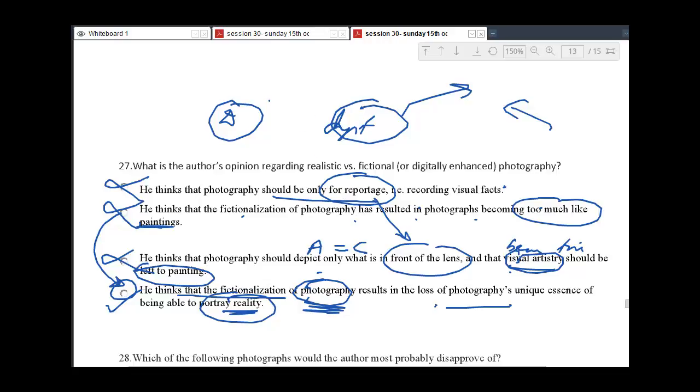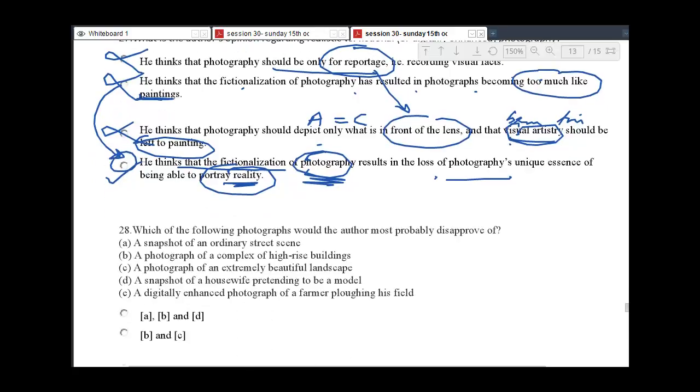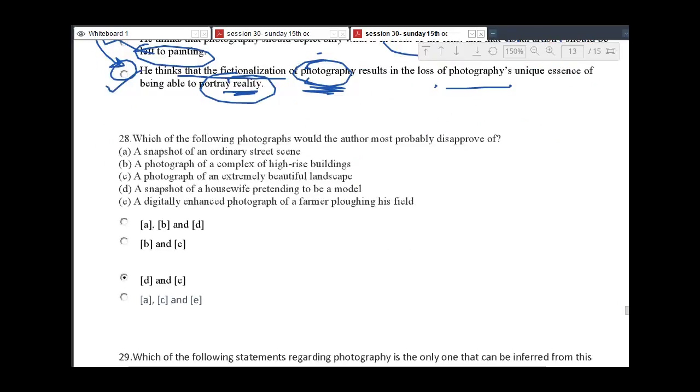Go to the next question. It says here, which of the following photographs would the author most probably disapprove of? So the author says that he doesn't like fictionalization. So if there is any fictionalization in the photography, he would have disapproved of that photography, right? Which option has fictionalization? Ordinary street scene, he would not disapprove of this. So A goes out. A digitally enhanced photograph, right? So can I say that option D becomes the right choice straight away?